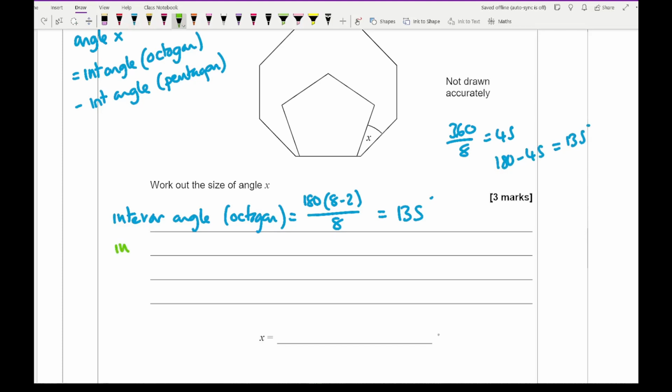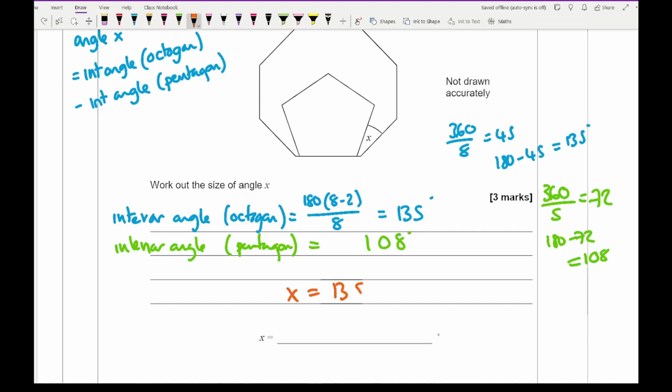Then we need to work out the interior angle of a pentagon, which is going to be, and again I'll do this method, 360 divided by 5 equals 72, and then 180 minus 72 equals 108. So the interior angle of a pentagon is 108 degrees. So then to work out x, it's going to be 135 minus 108, which gives me an answer of 27 degrees.